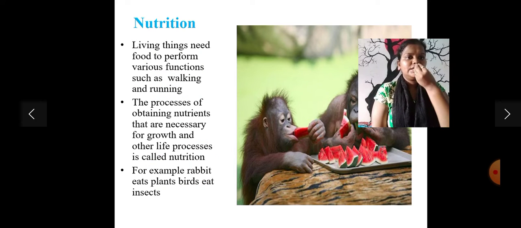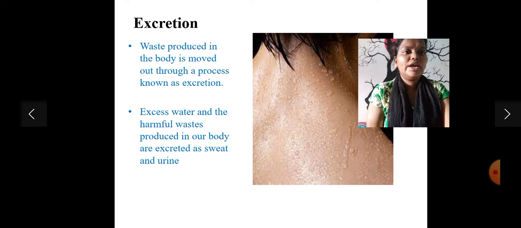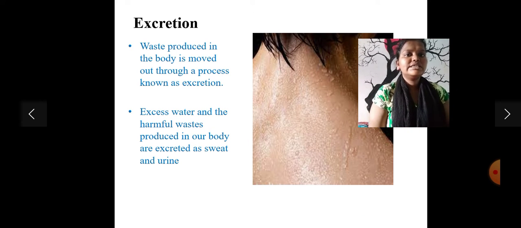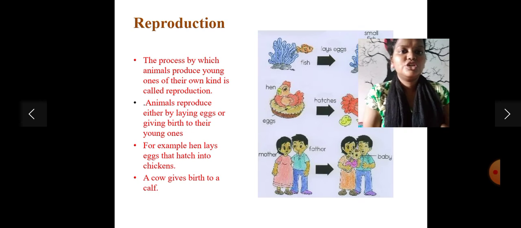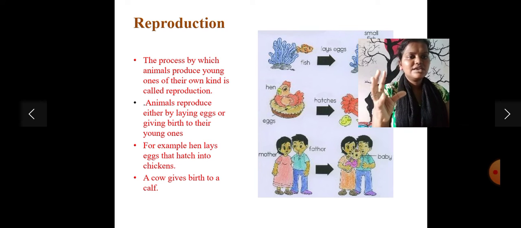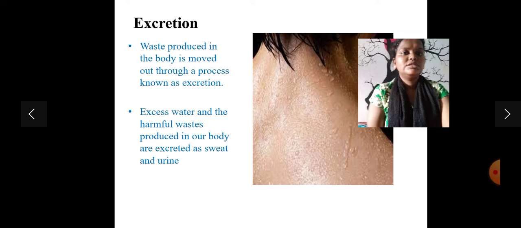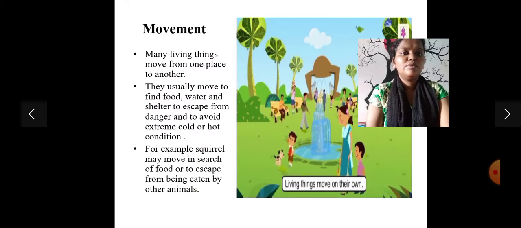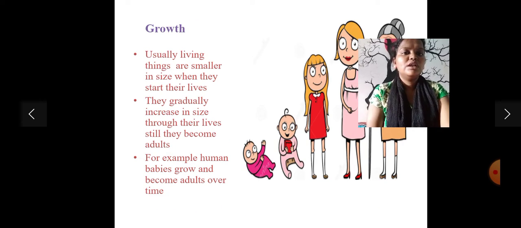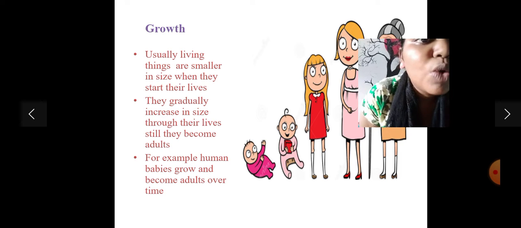Then nutrition, eating. We are eating some foods, that is called nutrition. Okay. Excretion, excreting some wastes from our body, that is called excretion. Reproduction, reproduction means a hen lays eggs. In the further topics, I will explain all these things, what is living, and the characteristics of living things and non-living things. Okay, first we will see what is growth.